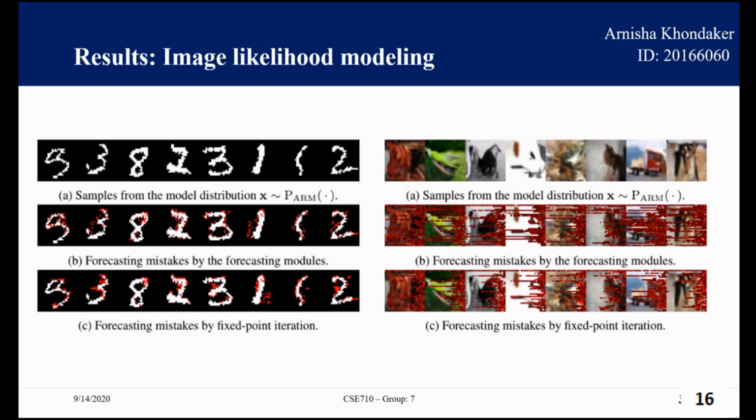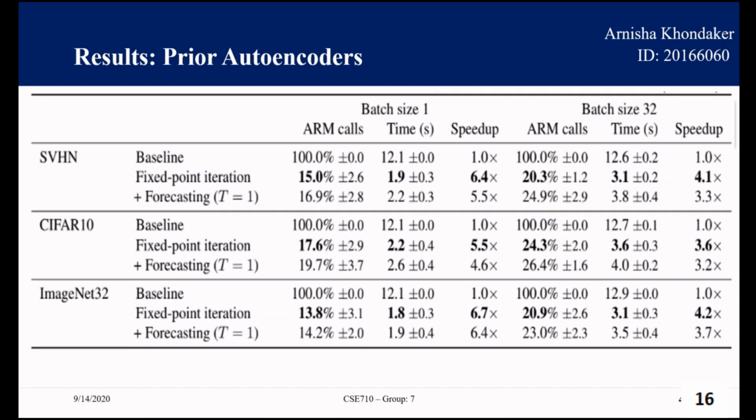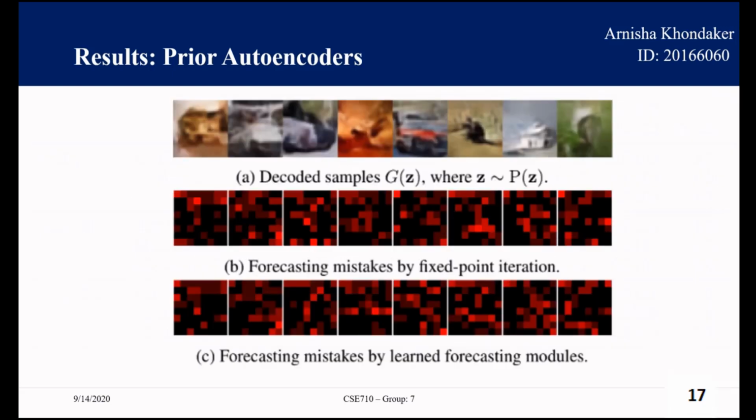The authors have also shown a visualization of where forecasting mistakes can take place, and for binary MNIST, this is closer to the digits, as presented by the red marks. Finally, the authors trained PixelCNNs on the latent space of discrete autoencoders, and the results are fairly similar to the image likelihood model. We see that fixed point iteration works best and forecasting doesn't improve the result. The forecasting mistakes in latent space were also shown in the paper.